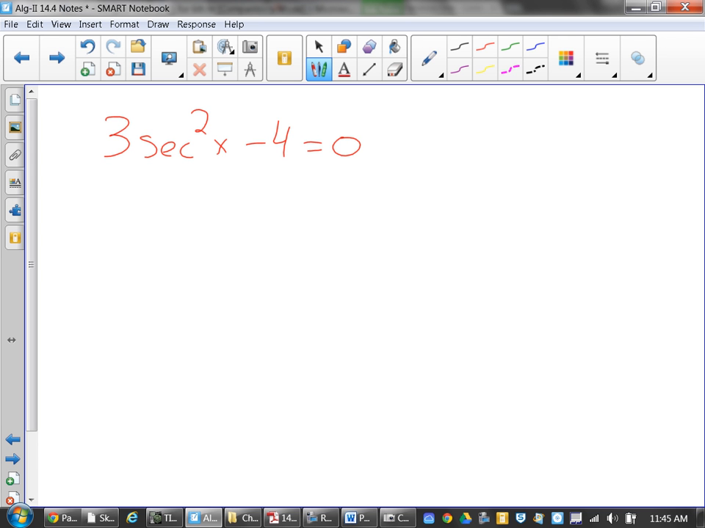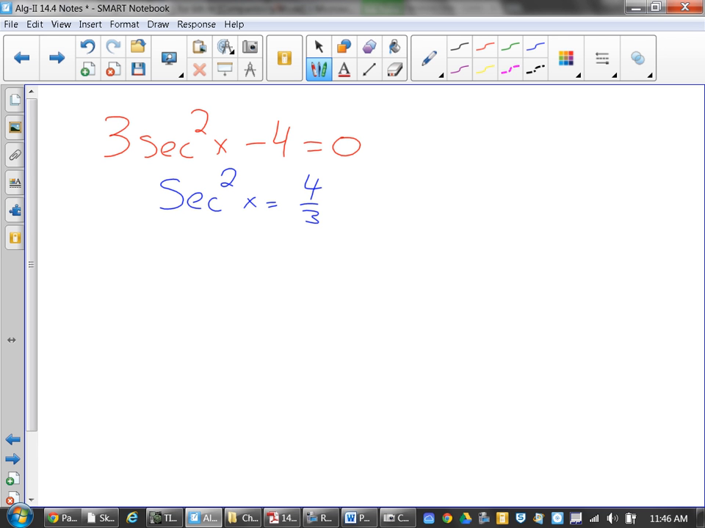3 times the secant squared of x minus 4 is 0. Is everybody okay with the idea that the first thing you're going to do is add 4 to both sides? Yeah. How it works out with guys? It's a thing.